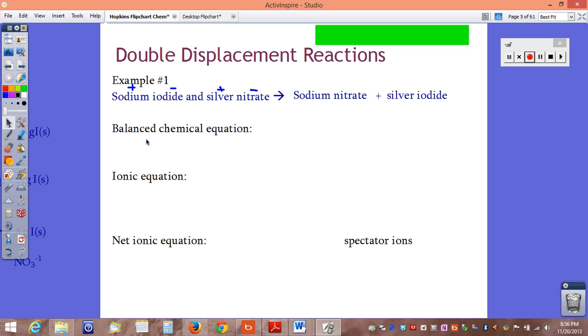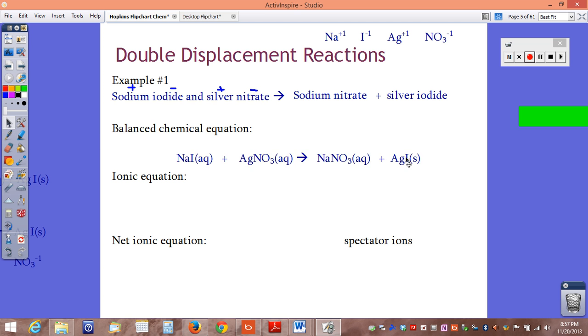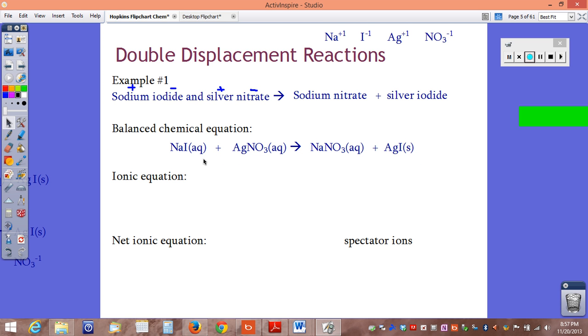To write the balanced chemical equation, you'll need to remind yourself, what do the sodium, iodide, silver, and nitrate ions look like? And these are the ions from your periodic table. Sodium iodide and silver nitrate would be NaI and AgNO3. No crossing down, because the ion charges are the exact opposites of each other and will cancel out and form a neutral compound. You will get this as a result. Now, from your solubility table, don't forget to look up to see which ones are aqueous and which ones are insoluble, such as silver iodide, and therefore will form a solid.